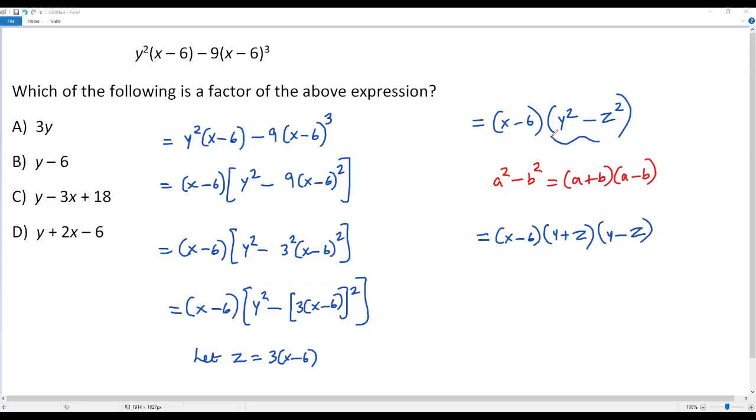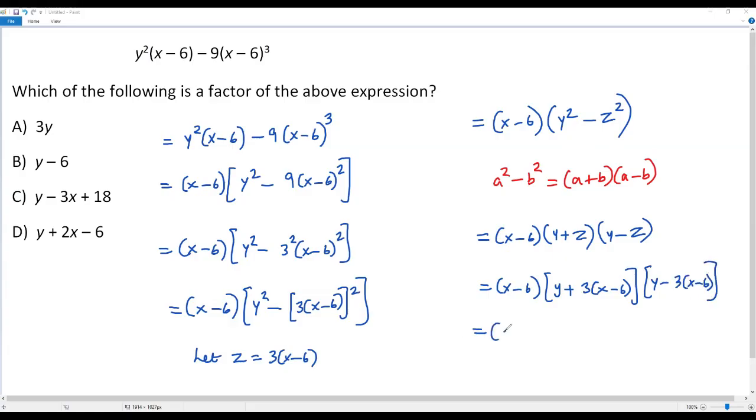I just got the factor form of this expression using this algebraic identity. Actually, z is a variable taken by us. The original stuff for z is 3 times (x − 6). For factoring purposes, I just assigned a new variable z for this. Now we got the factors of this expression. Now we can replace z over here and here by the original 3 times (x − 6). Let me plug in 3 times (x − 6) for z over here, times y minus 3 times (x − 6).